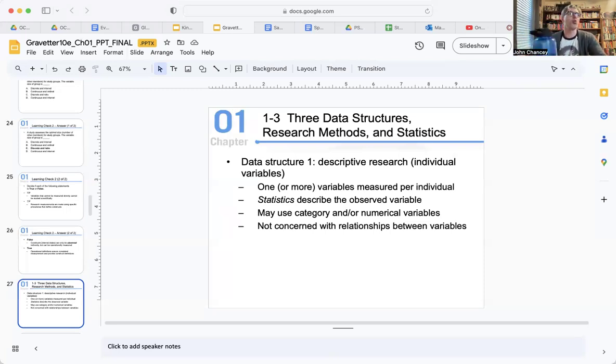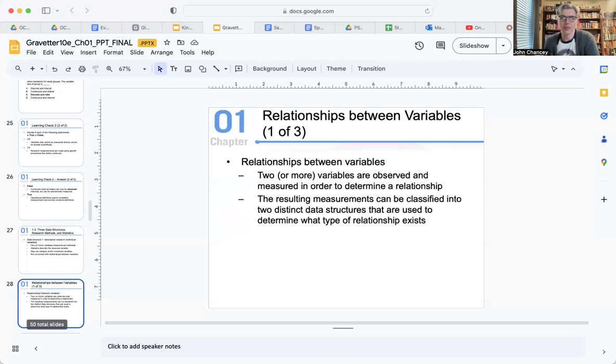Maybe this is a new topic that we're interested in and adding to the literature on, but we're really not trying to manipulate or see anything as far as relationships go. This is usually just a good starting point for research.